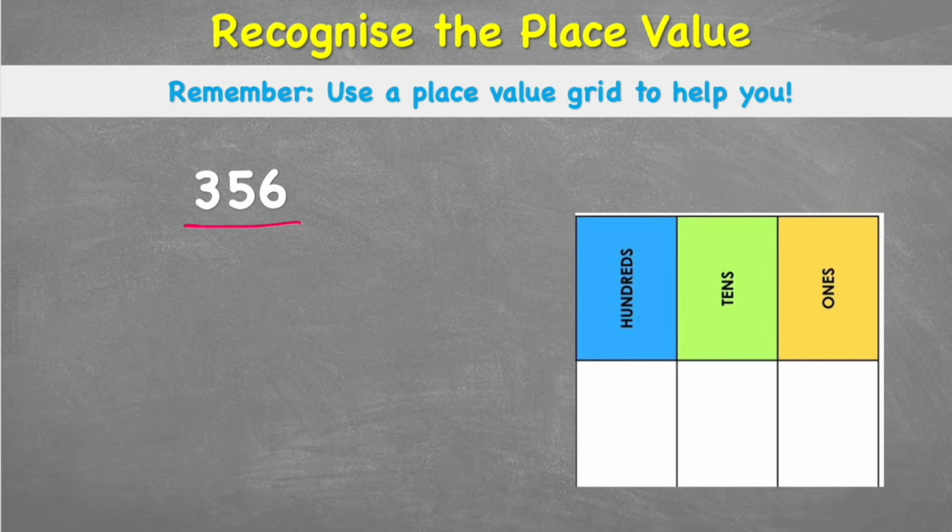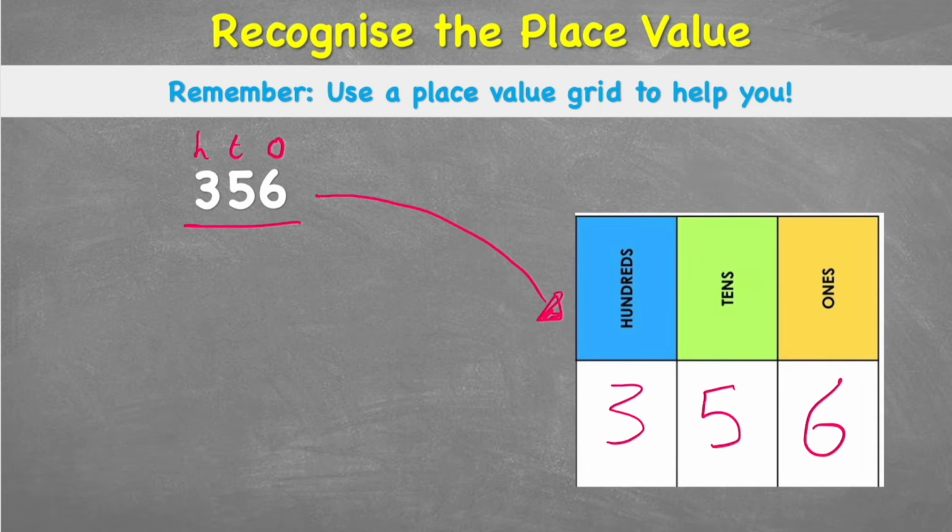So my 356 is made up of 6 ones, 5 tens, and 3 hundreds. So now if I put this number into our place value chart, I can see I have 6 ones, 5 tens, and 3 hundreds. And again, just like before, I can break this number down by partitioning it, which means breaking it into its place value sections. I have 6 ones, 5 tens, which is 50, and 3 100s, which is 300.